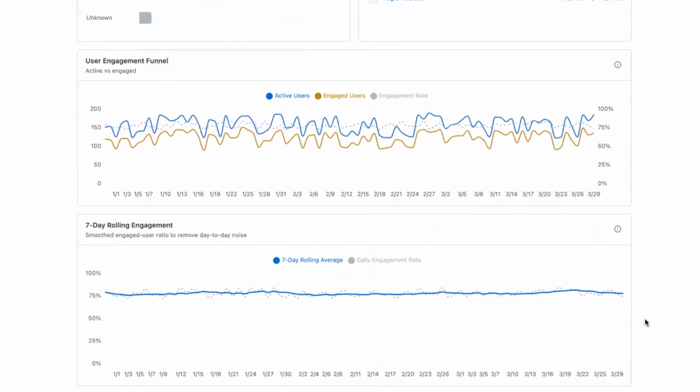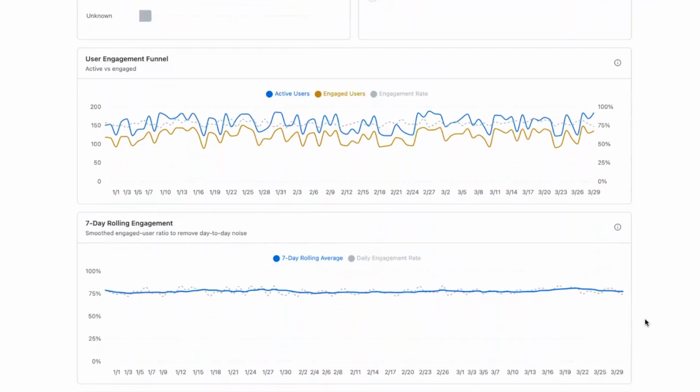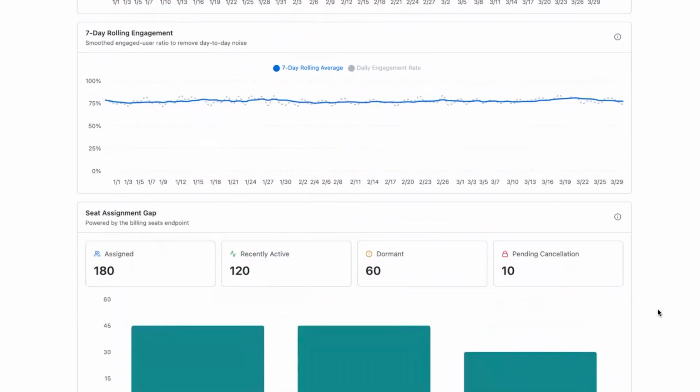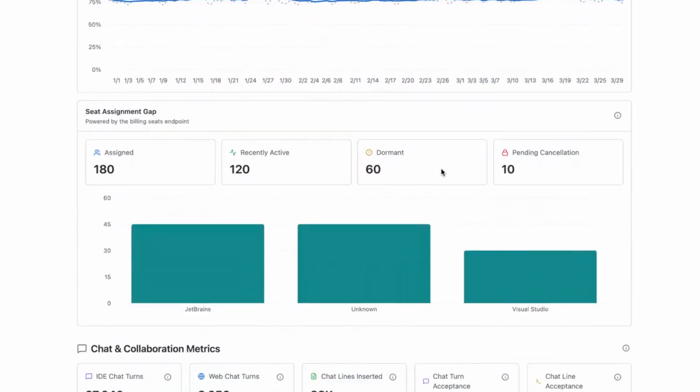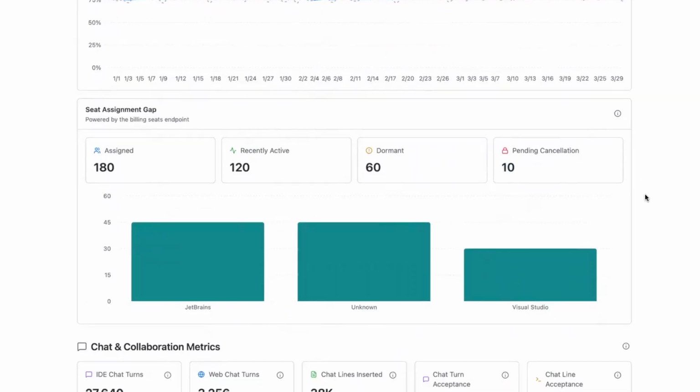And then below, I added some trends data about user engagement over time. This is more about active users versus engaged users and the rate in between. This other view is the smoothed engagement ratio, to see overall numbers across a longer period of time. And then below, I added some administrative numbers on seat assignment gaps: if you have any dormant GitHub Copilot engineers not using it, or if you have cancellations coming up.